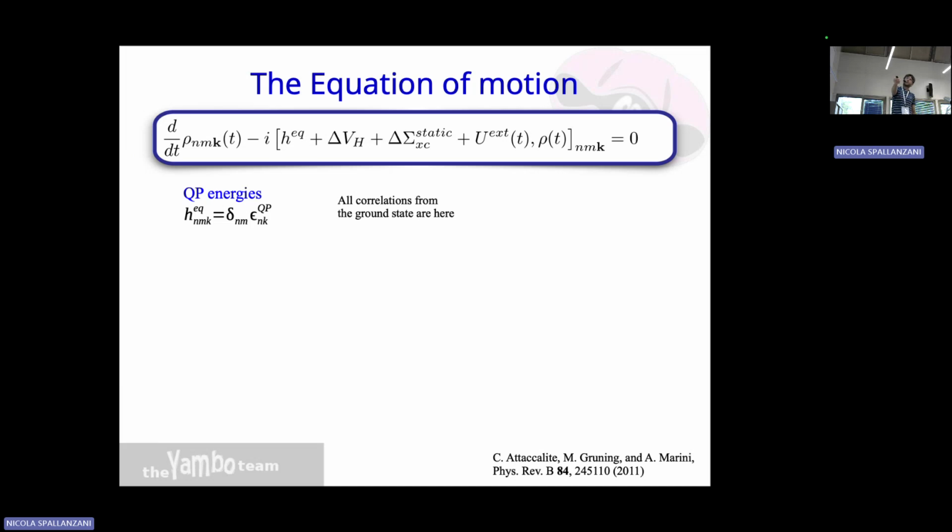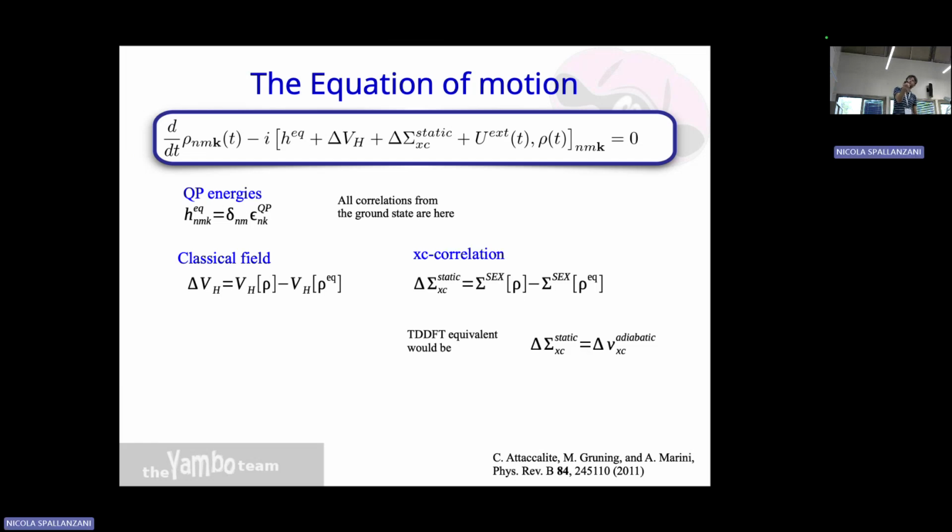Now, explicitly, I will write down the form of this, term by term. The equilibrium Hamiltonian is just a diagonal term in the transition space, with the quasi-particle energies. The variation of the Hartree potential is just the difference between the Hartree potential evaluated at equilibrium and evaluated at the time-dependent density.